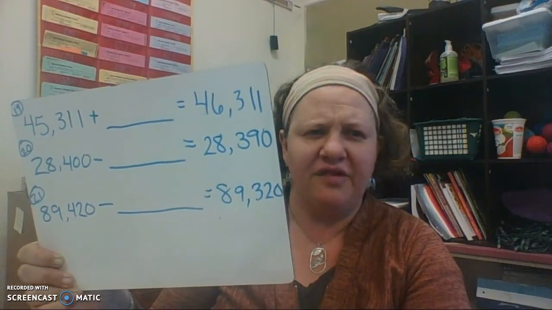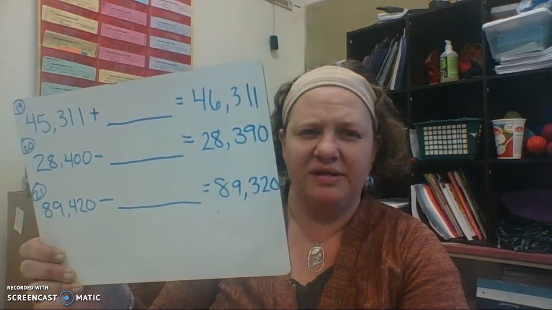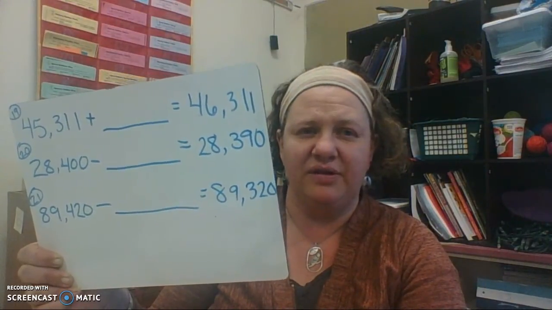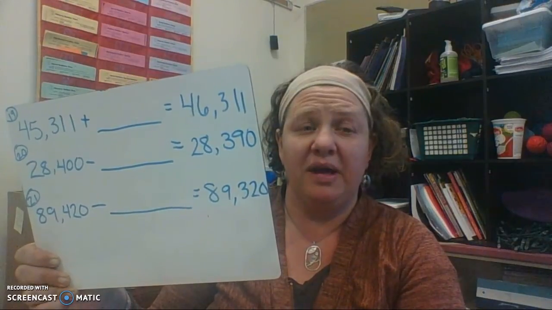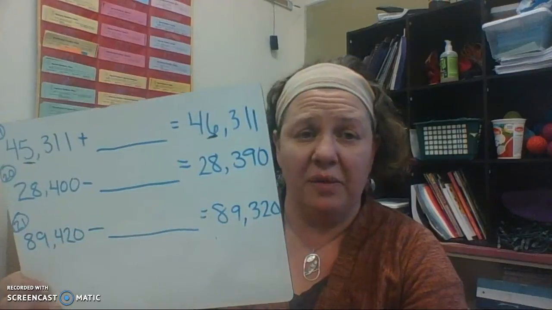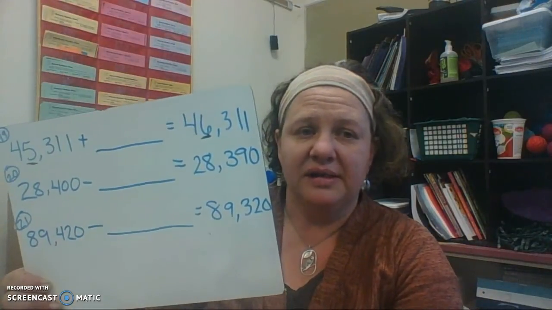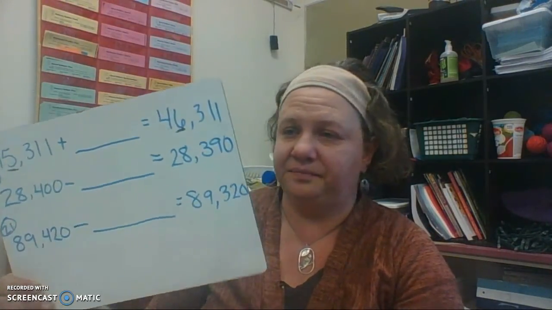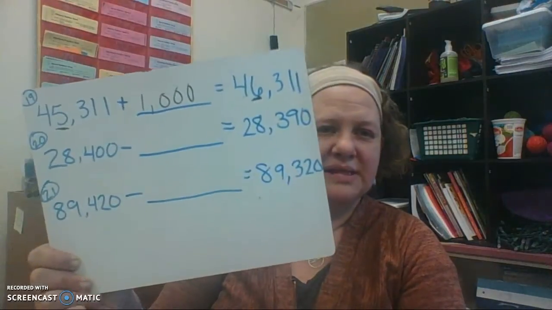So from 45,311 to 46,311, which place value am I adding into? Well, if I see a change in the 5 and the 6. And if I look at how much it's changing by, 1. So I would say that we're adding 1,000.